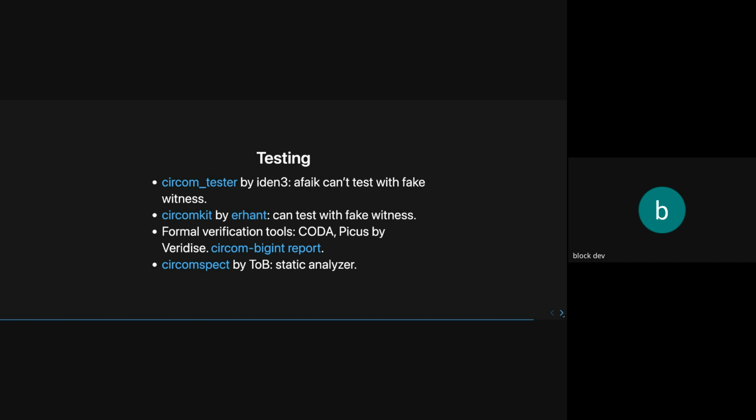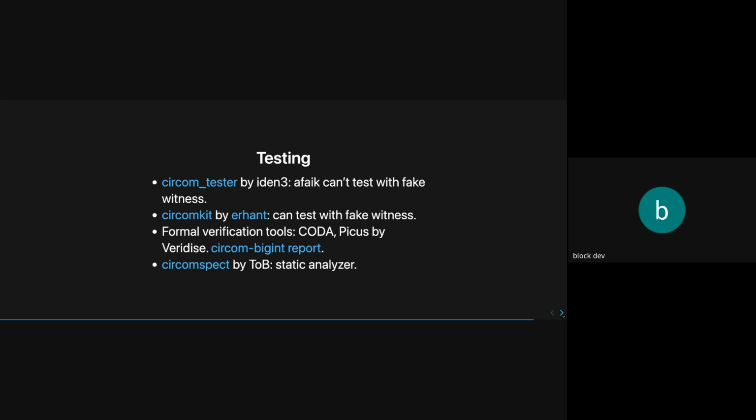And then apart from unit testing frameworks, you have formal verification tools developed by Veridise themselves, like Coda and Picus, if I'm pronouncing that right. But we collaborated on a project called Circom BigInt, where this library is supposed to support integers or signals that have a value greater than your prime field, because sometimes you may want that. So Veridise used these tools to find many more bugs in Circom. Some bugs were in Circomlib itself.